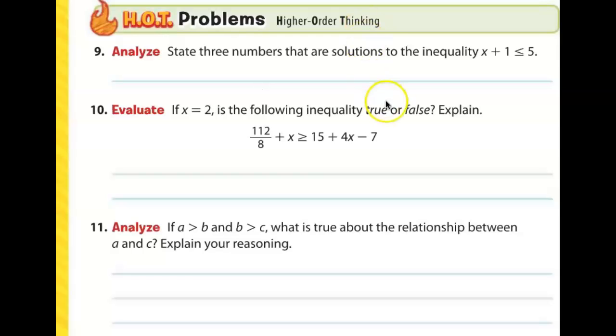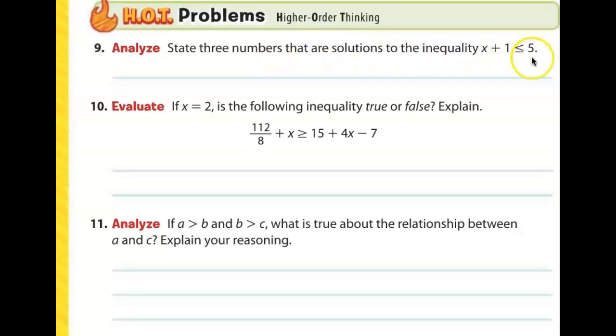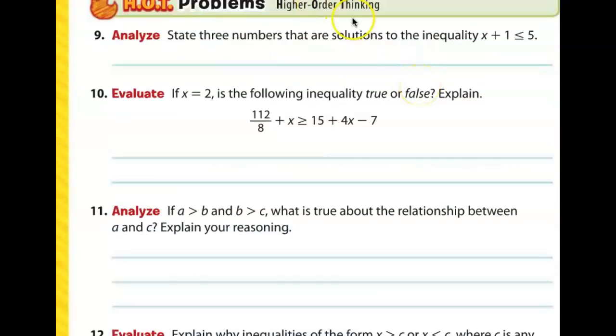So let's go ahead and look at number 9. It says to state three numbers that are solutions to the inequality x plus 1 is less than or equal to 5. Okay, so we can actually start by doing a little bit of guessing and checking. Now, if we have x plus 1 is less than or equal to 5, this equal to part is going to be very helpful. So what number plus 1 is equal to 5? I want you to go ahead and answer that for me.